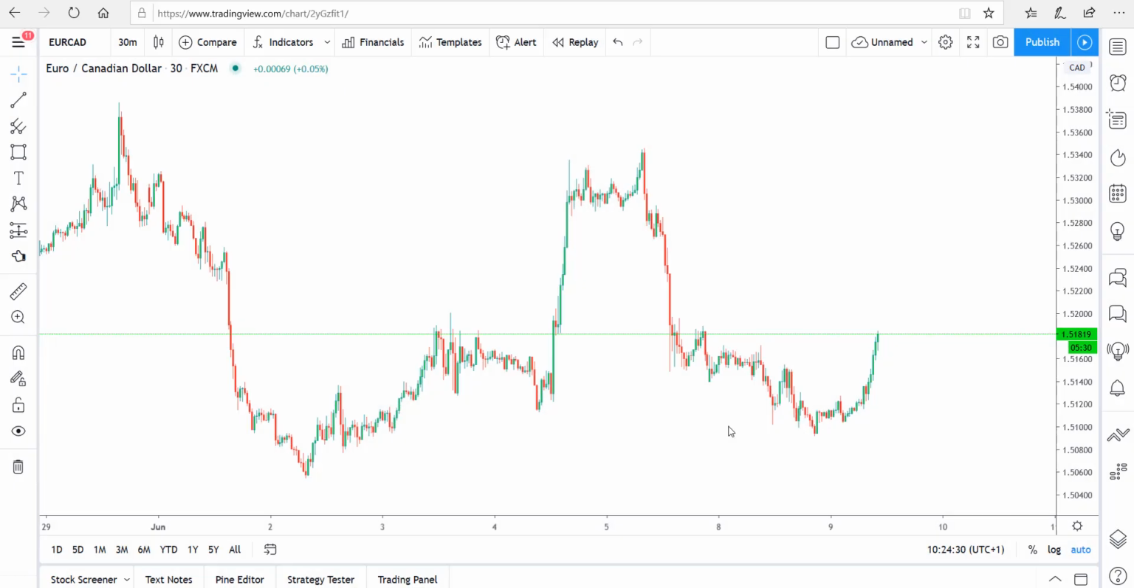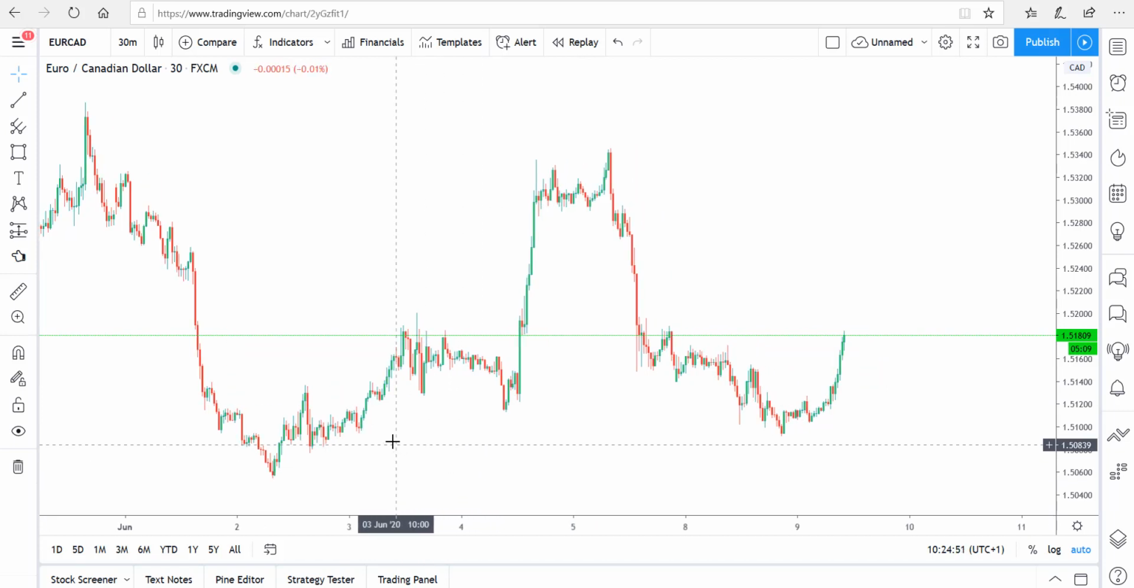Hello traders. So basically what I'm going to be doing here is placing a live trade just to show you guys how you can analyze the market using a strategy that has very simple and clear rules that are easy to follow. And this strategy that I'm talking about is the contraction and expansion strategy.